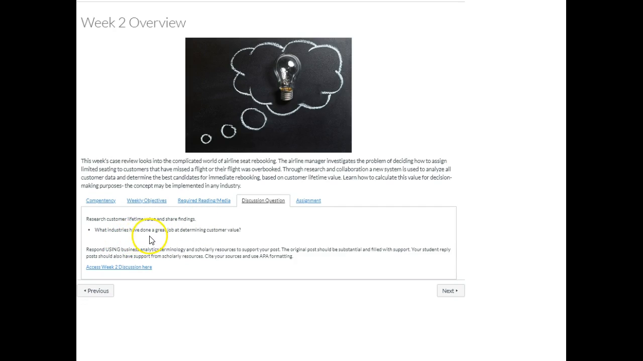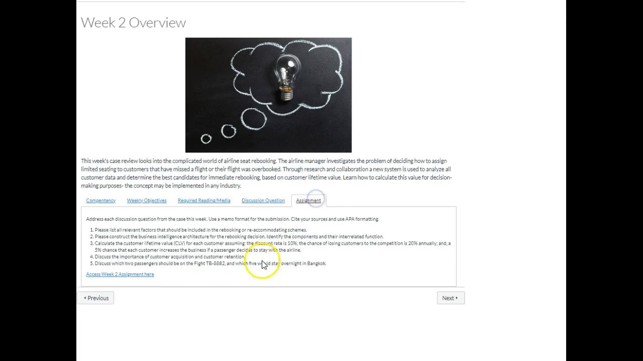In the discussion, you're going to research customer lifetime value and share your findings. You're going to discuss what industries have done a great job at determining customer value. Then your assignment. You'll use a memo format for the submission. You can usually find a memo format in Microsoft Word. There's usually a template that you can find for that, so I highly recommend that you try to find a template to help you do this.